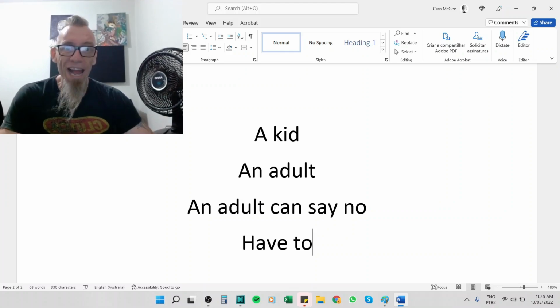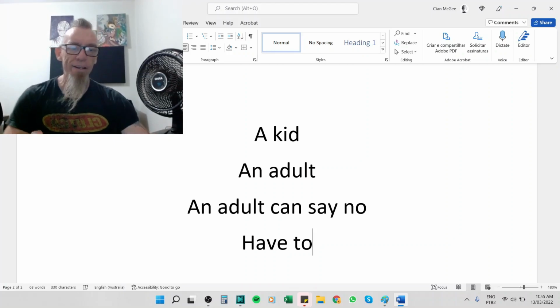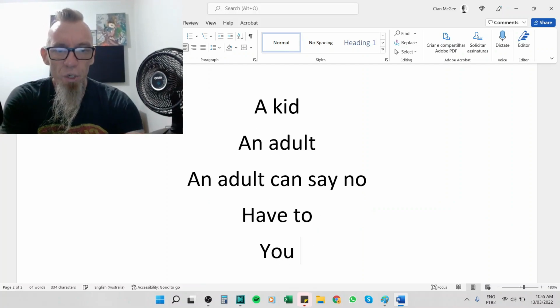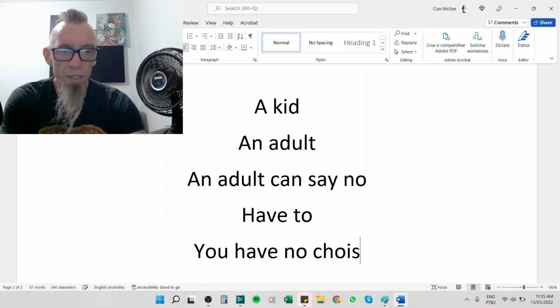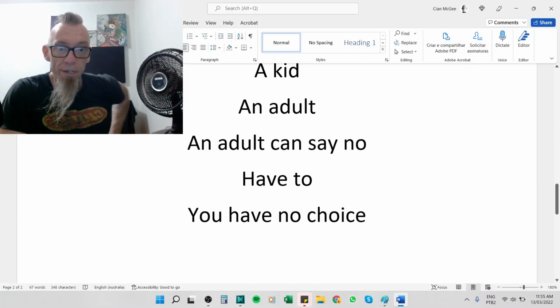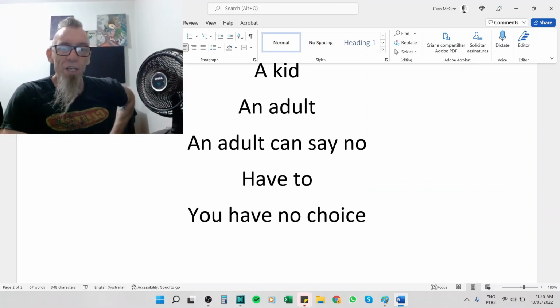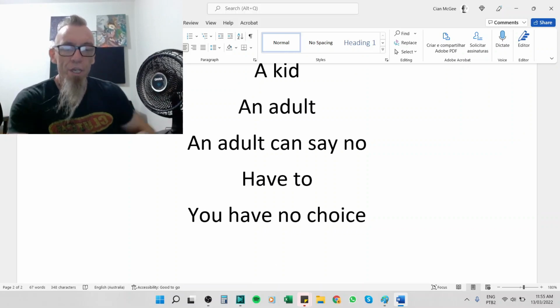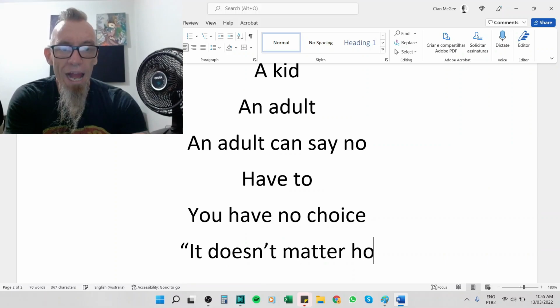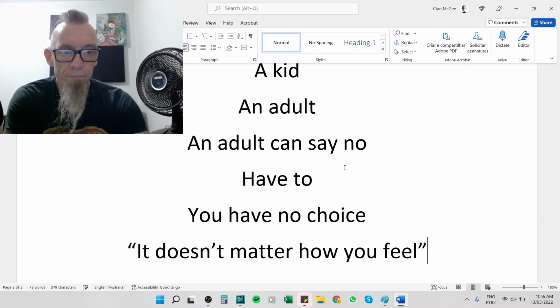All those skills we have, we have them because when we're a kid, we have to. And so what does "have to" mean? Have to doesn't mean obligation. Have to means you have no choice. That's what have to means. And so what does "you have no choice" mean? It means it doesn't matter how you feel.